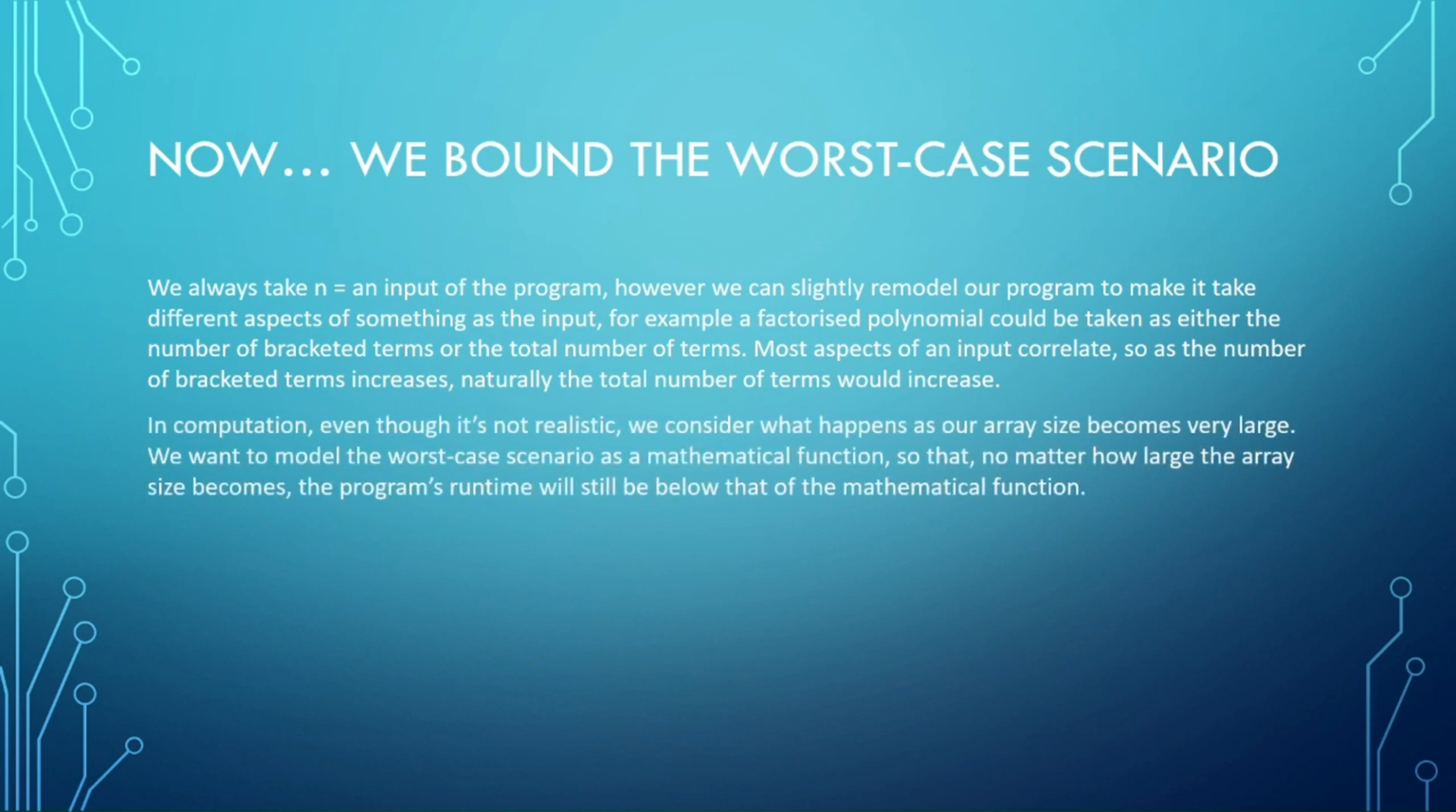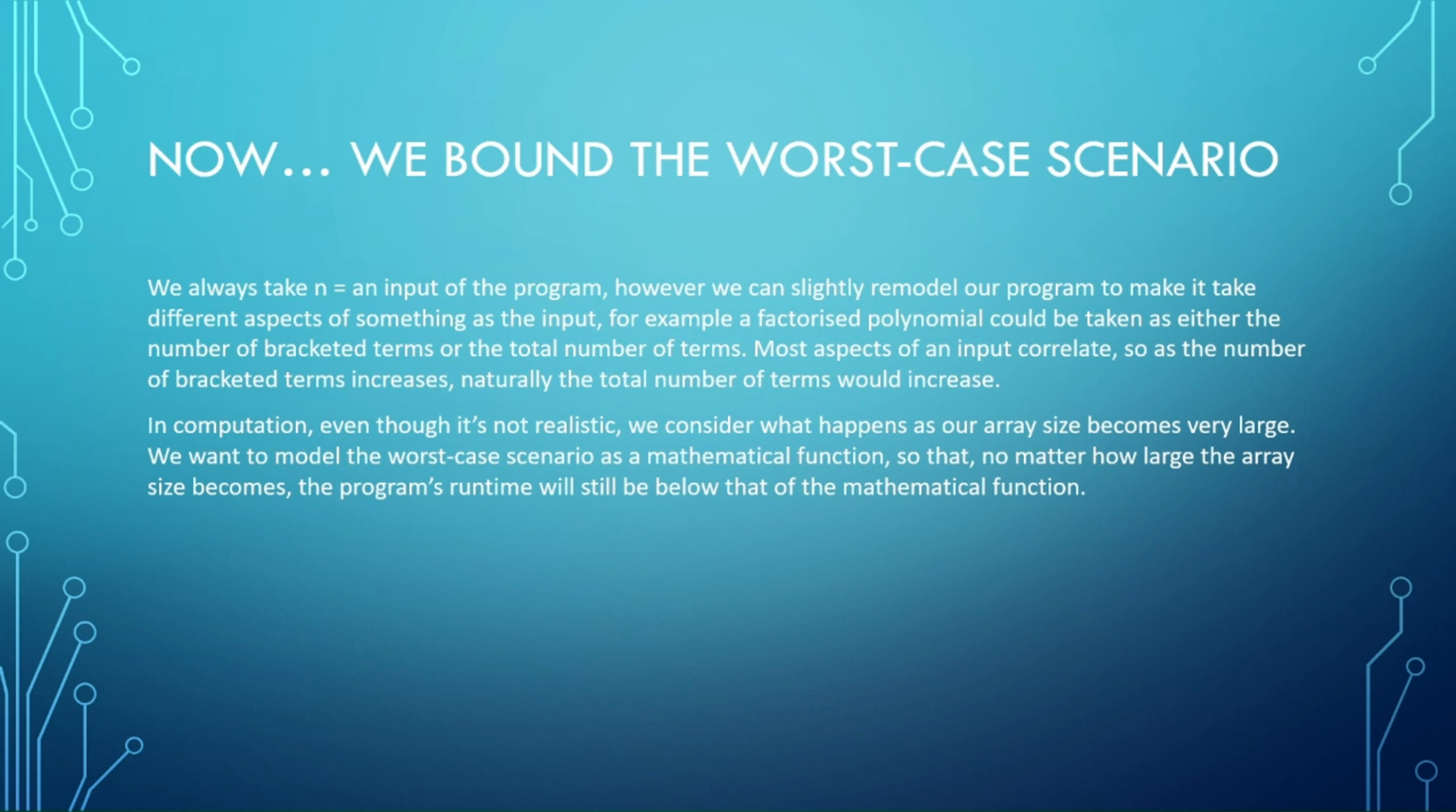And in computation, even though it's not realistic, we consider what happens as our array size becomes very large. Remember what Paul said, Big O only cares about big inputs. So we want to model the worst case scenario as a mathematical function or mathematical expression, so that no matter how large the array size becomes, the program's runtime will still be below that of the mathematical function. So this is what we mean by bounding.